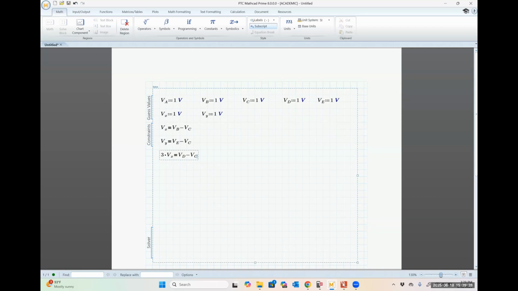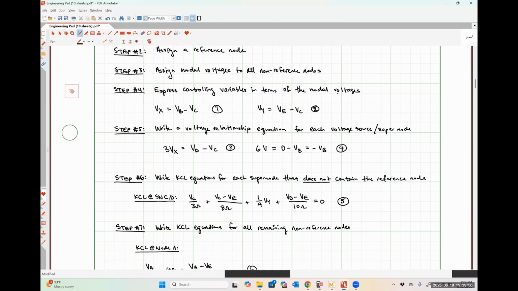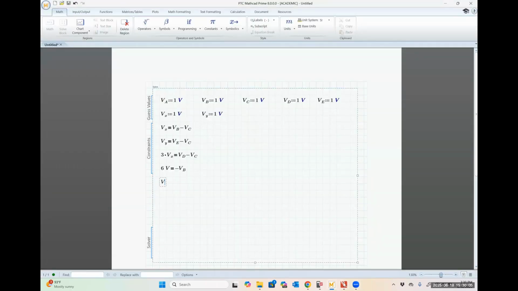So just to let you know, with current-controlled voltage sources and voltage-controlled current sources, you need to use the units on that scaling coefficient if you choose to use units in MathCAD. Let's see, our next equation is 6 volts, Control equals, negative VB. And I believe now we're down to our KCL equation at our supernode. That's going to look like VC over 3 ohms plus VC minus VE over 8 ohms. So VC divided by 3.